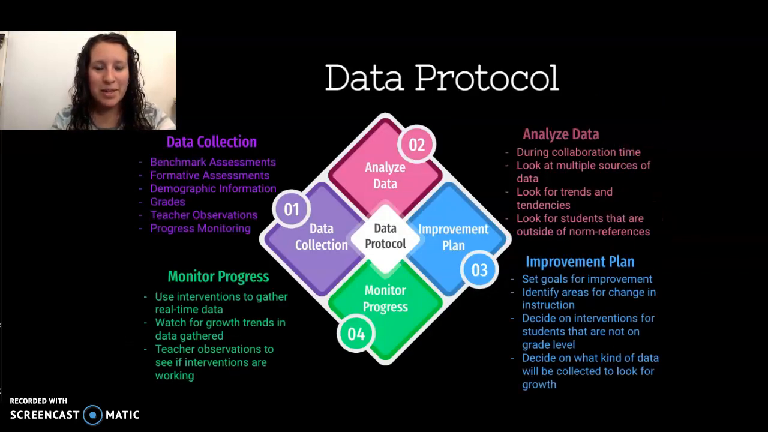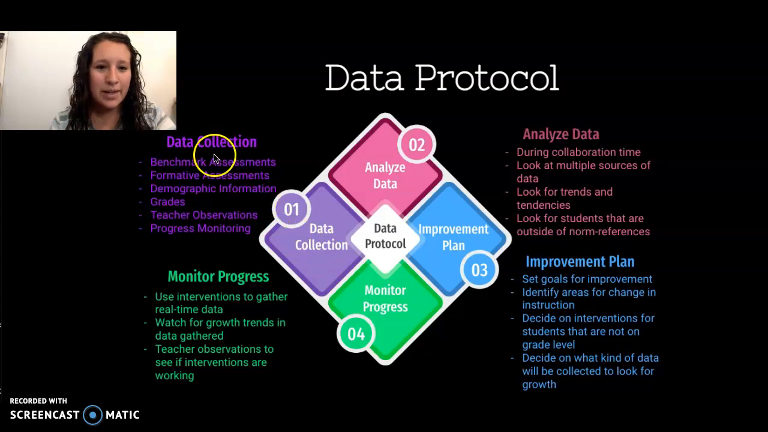First, I'm going to show you my data protocol design. This protocol will help teachers look at data, find ways to improve, make a plan to encourage growth, and monitor student progress. This protocol could be used for looking at benchmark assessments or even just a unit in your math. So let's look more at each step.